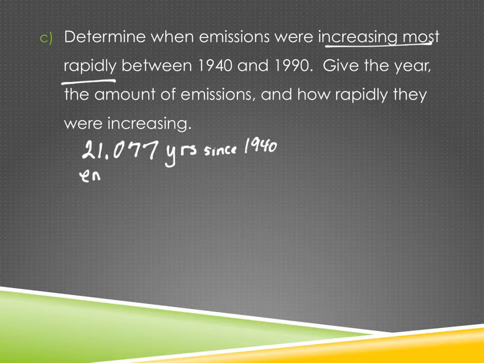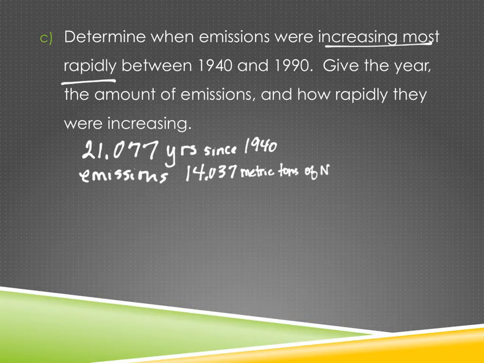So the emissions is 14.037 what? Metric tons of nitrogen dioxide. And then the other question it says how rapidly they were increasing. Which equation answers that question? Y2, the derivative equation. So if I arrow down to Y2 here, I have the answer down there is 0.495.